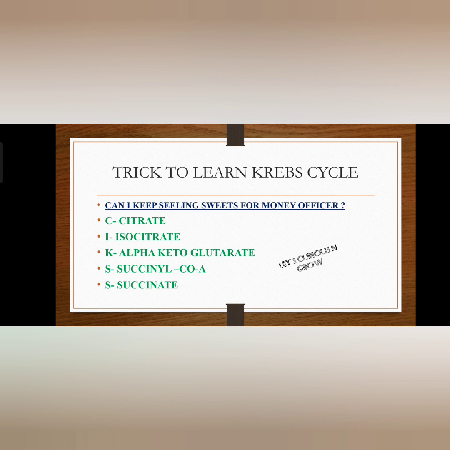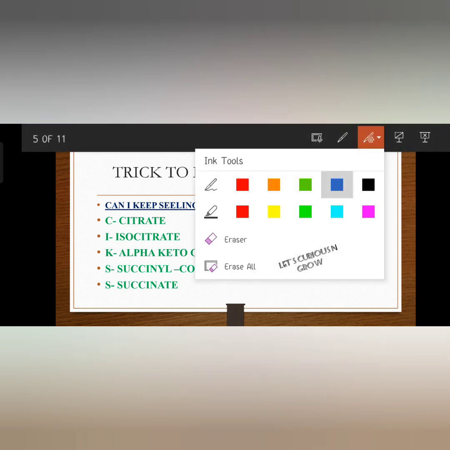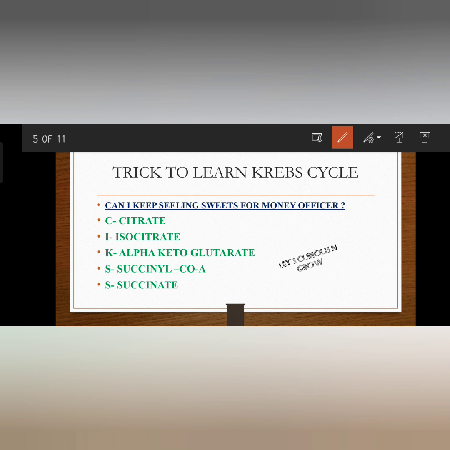It is a one-word sentence, so you will easily recognize this cycle. This is the trick to learn the Krebs cycle: Can I keep selling sweets for money, officer?